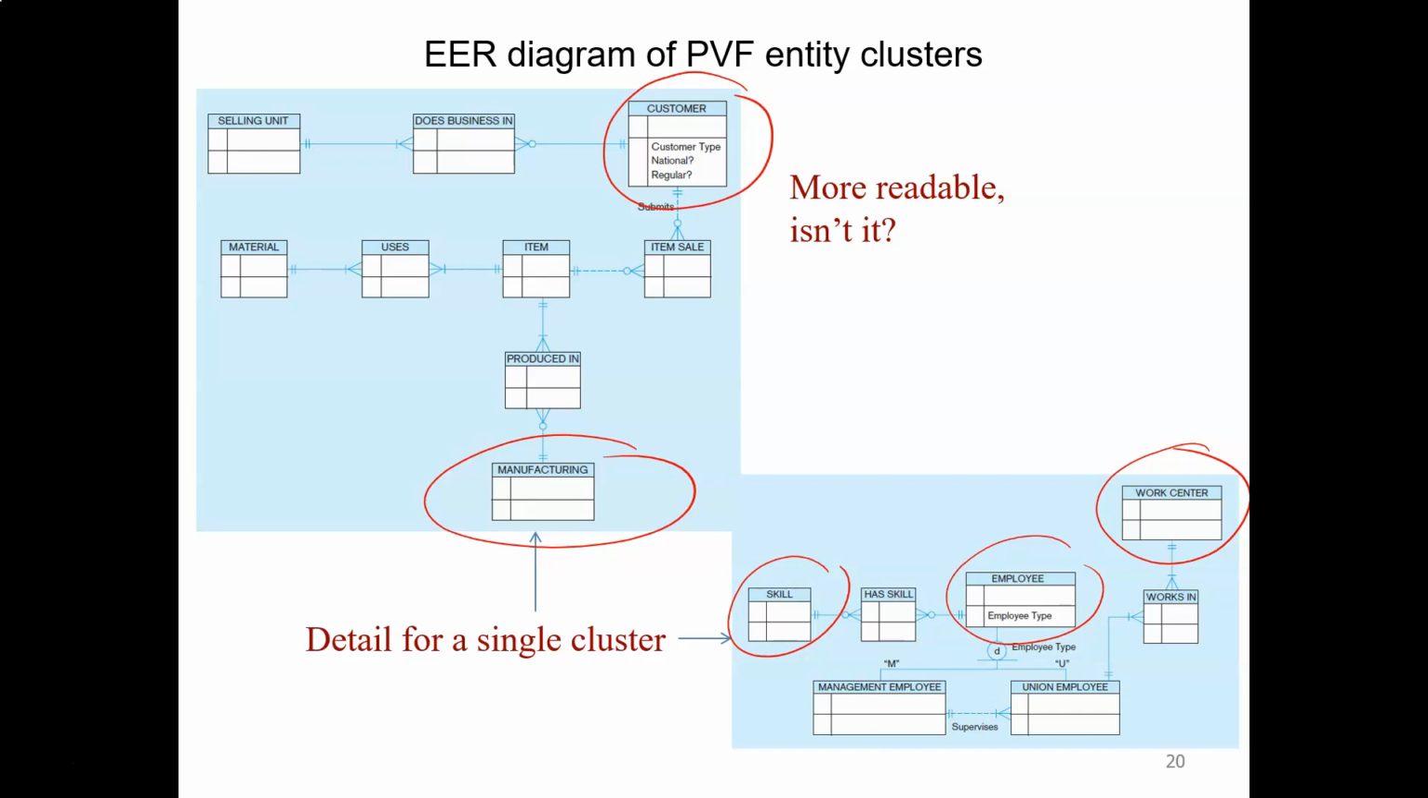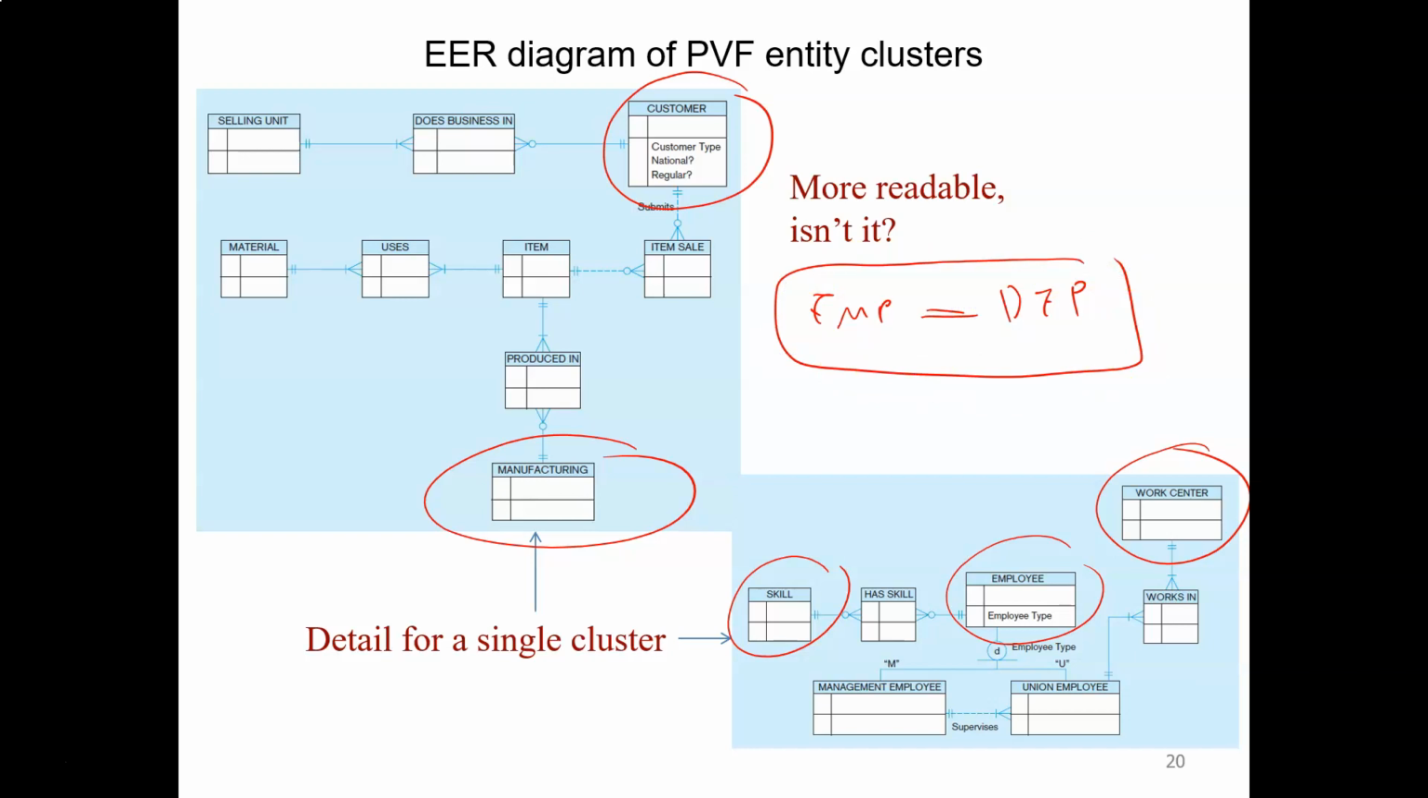Another way to cluster entities is to combine strong entity types with weak entity types. We don't have an example here, but you can have a strong entity called employee and a weak entity called dependent. If you want to cluster entities, you can put these two together into one entity cluster. So those are the three techniques you can use to create entity clusters.